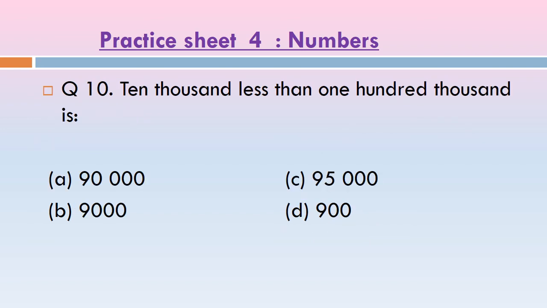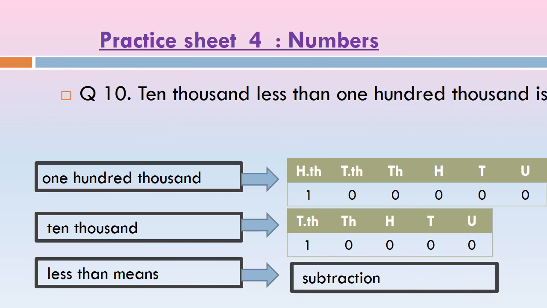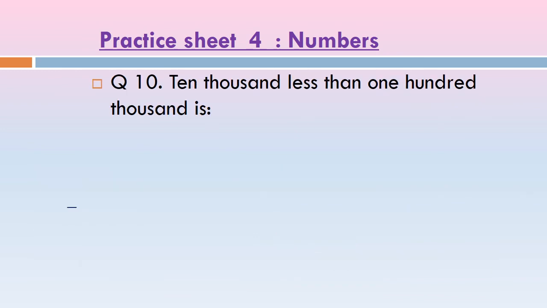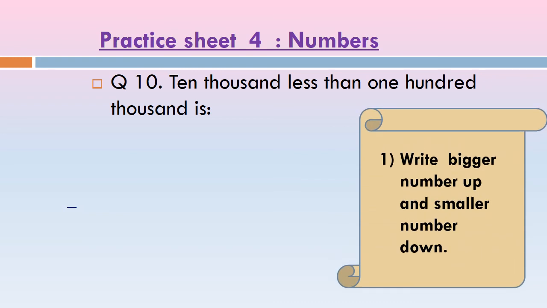Now the last question, question number 10. 10,000 less than 100,000 is. If 10,000 is taken less from 100,000, which number will we have? Here we can write them like this in the place value table. 100,000 like this, then 10,000, and the less means subtraction, so we have to subtract them. Here you have to keep one thing in mind is write bigger number up and smaller number down.